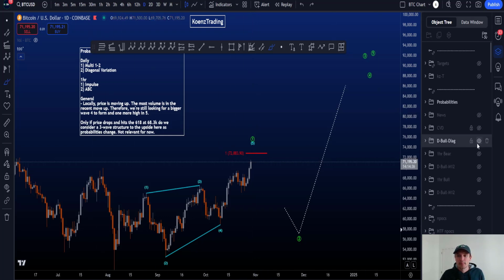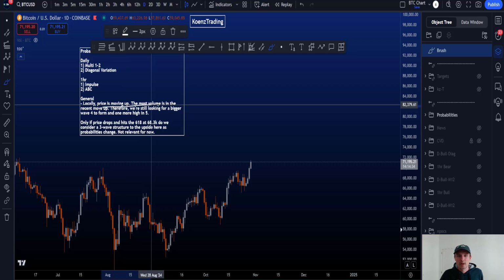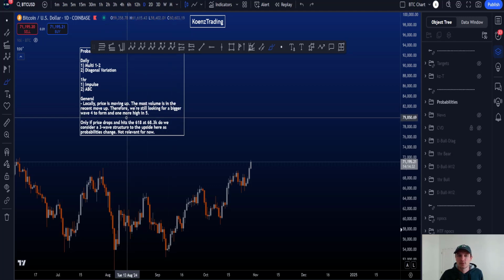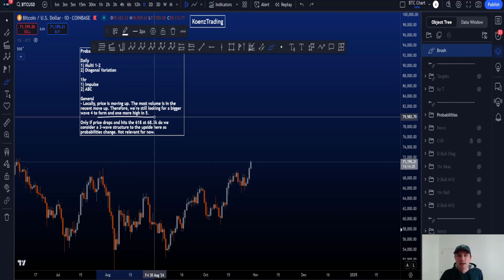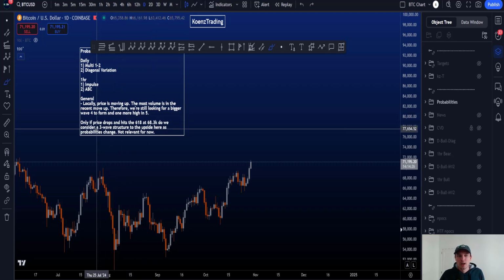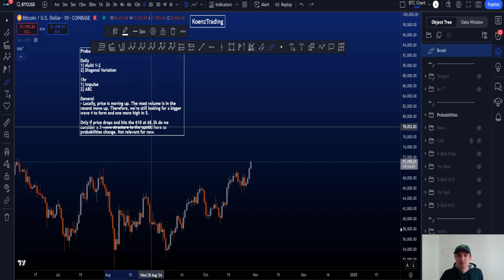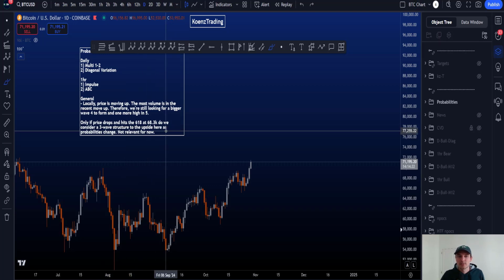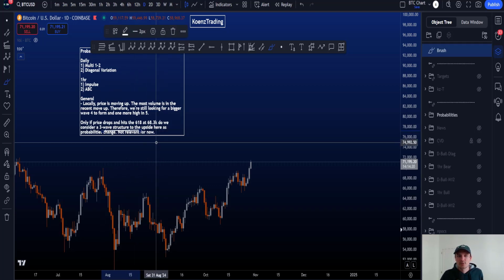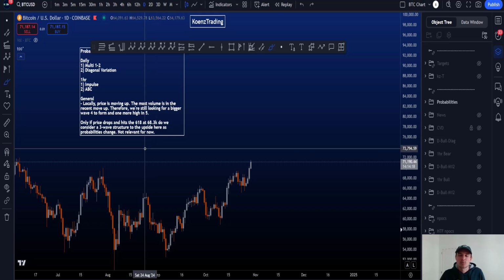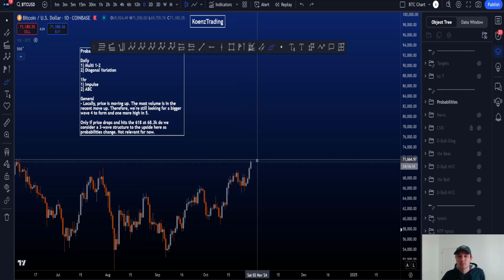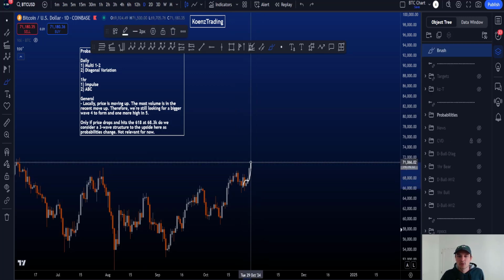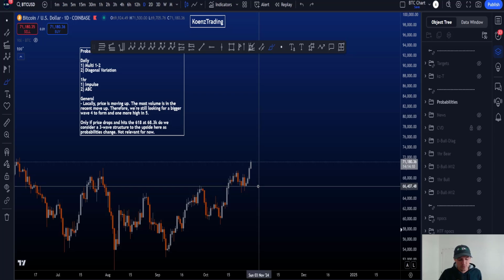So generally, locally, price is moving up. The most volume is in the recent move to the upside. Therefore, we're still looking for a bigger wave 4 to form and one more high in a wave 5. Only if price drops and hits the 0.618 at 68.3k can we consider the move to the upside to be a 3-wave structure, and that would then change probabilities, but at the moment that is not yet relevant and the probabilities are higher to still look for more local upside in a 5-wave structure.